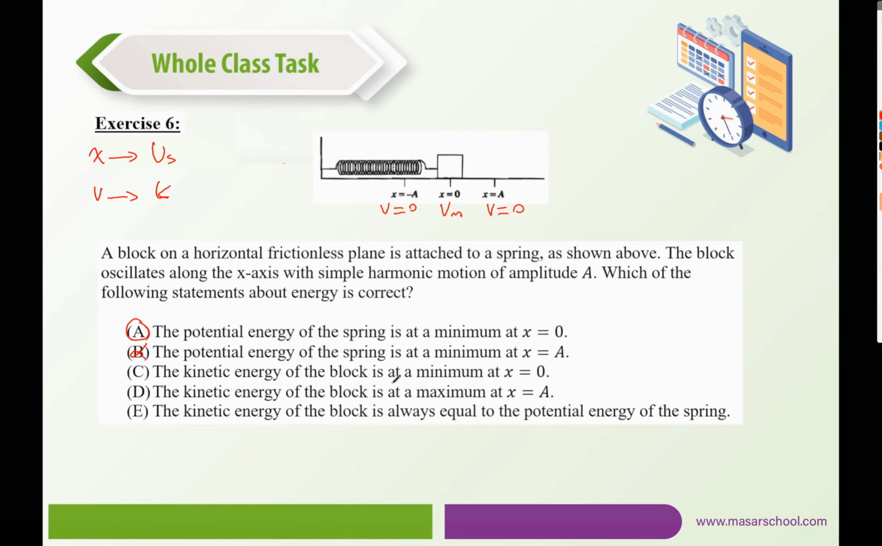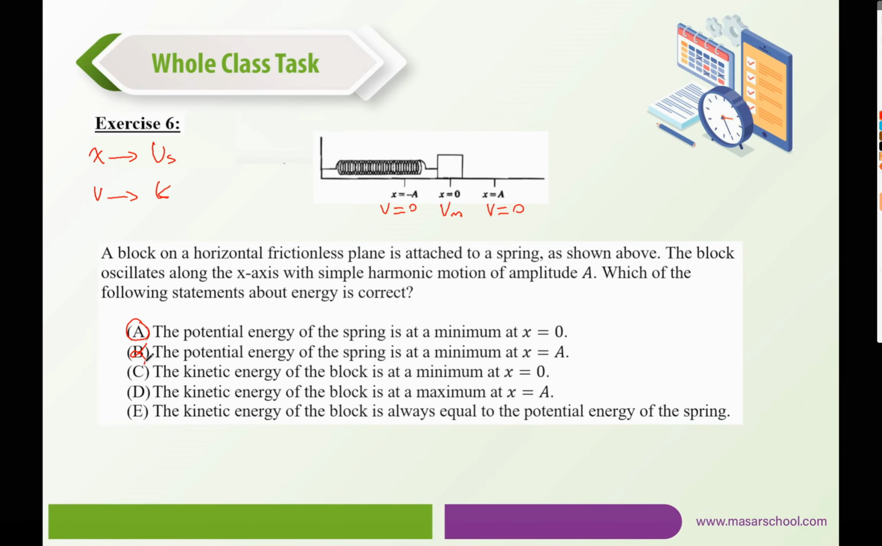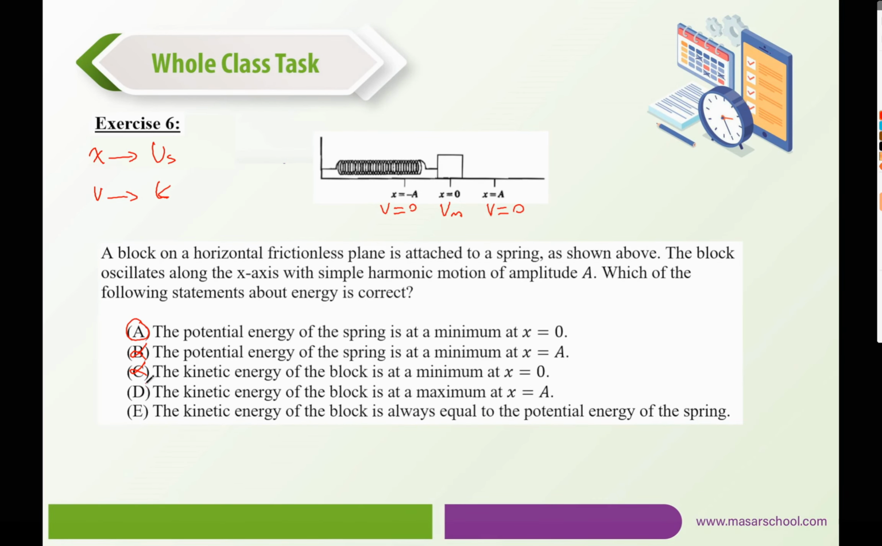C, the kinetic energy of the block is minimum at x equals 0. No, actually, because the speed is maximum, which makes the kinetic energy maximum, that's wrong. D, the kinetic energy of the block is at its maximum at x equals A. No, that's wrong. The speed is minimum, which means the kinetic energy is minimum. E, the kinetic energy of the block is always equal to the potential energy of the spring. No, that's wrong, because we know that there is always a continuous interchange between the energies, kinetic and elastic potential energy.